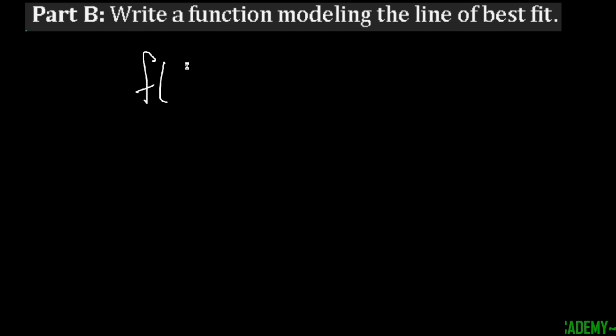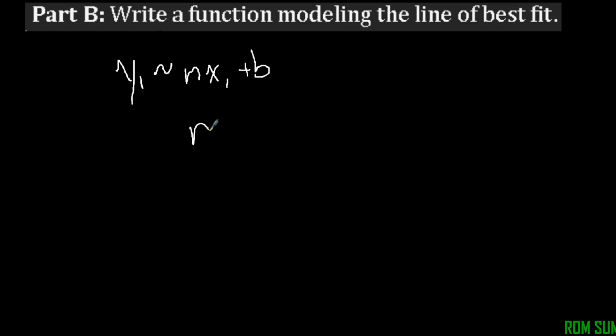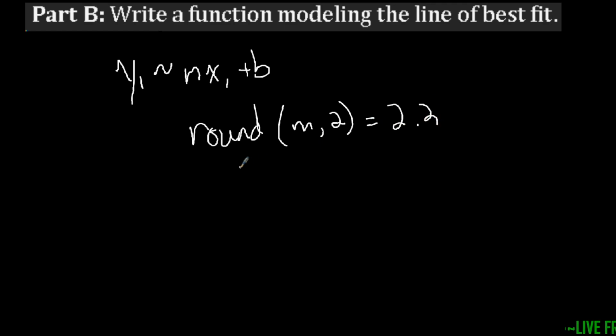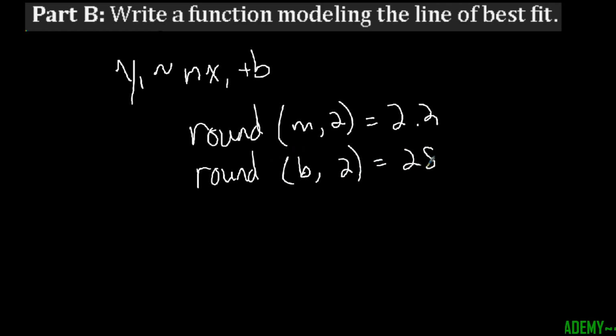Let me actually write it like this one more time. I said we have y1 tilde m times x sub 1 plus b. So that's how you get your values for your variables. We said round m comma 2 gets us 2.2. We said round b comma 2 to get our value for b, which was 28.34. Let me double check on that real quick. Yeah, okay, so here's our two values.